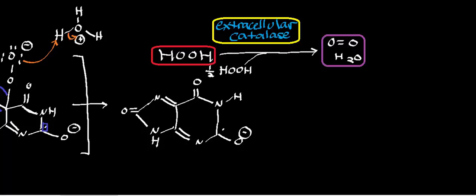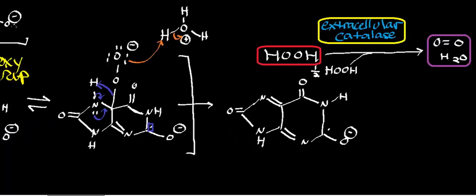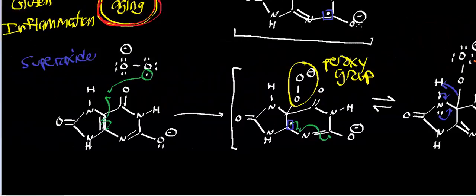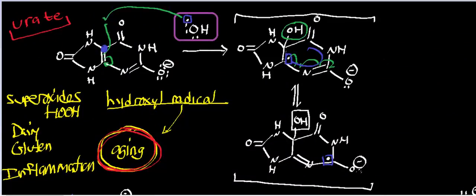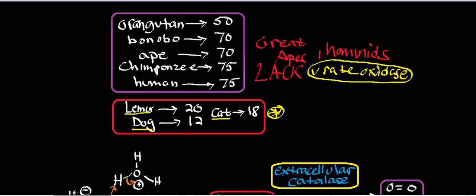Okay? So you can hopefully see at the end of this video the many protective effects that we get from, number one, the extracellular catalase, but of course the urate molecule itself. And maybe on some level, this could explain perhaps one of the reasons why hominids and great apes like humans live longer than many other mammals. So hopefully this video gave you a little bit more intuition on urate.